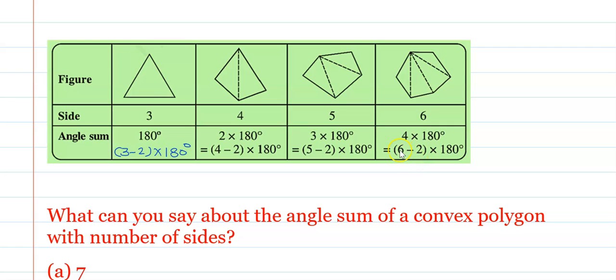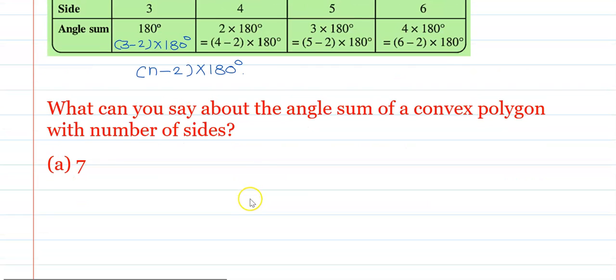Next, 6 minus 2. 6 sides are there, into 180, and again 4 into 180. Then what will the formula be? If there are n sides, n minus 2 into 180. This will be the formula to find out the sum of measures of angles of any polygon, where n sides are there. Now we'll find out the sum of measures of angles of the convex polygon having the number of sides first 7.